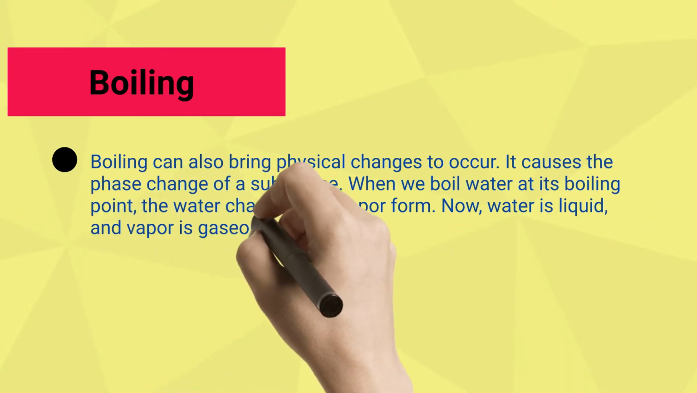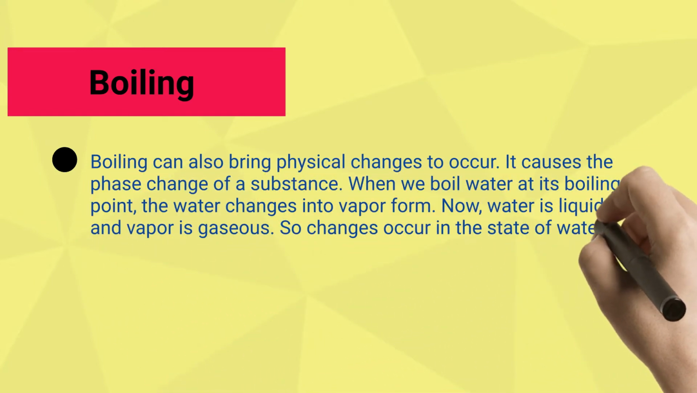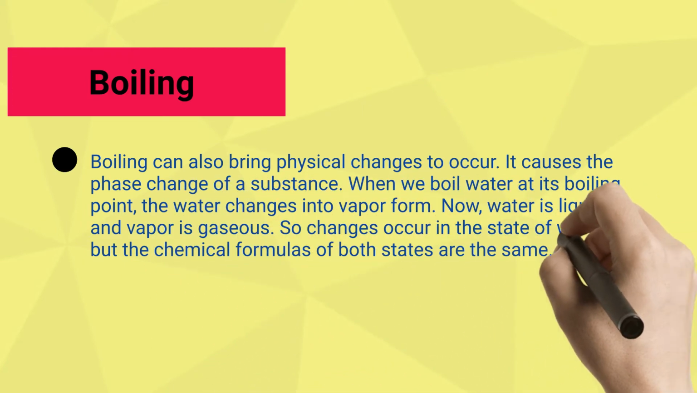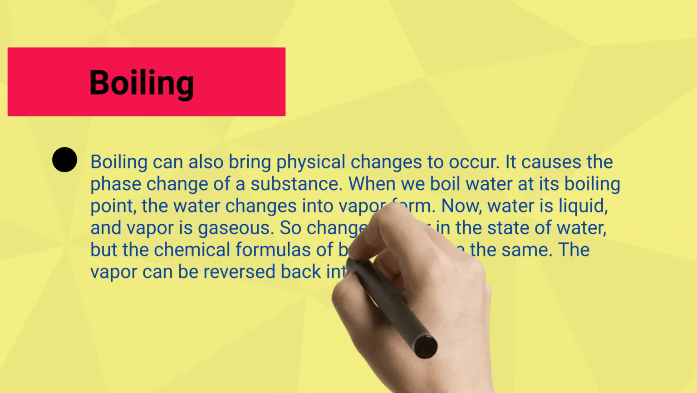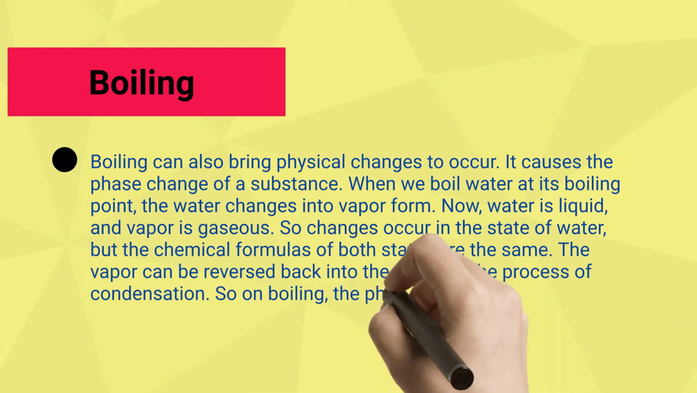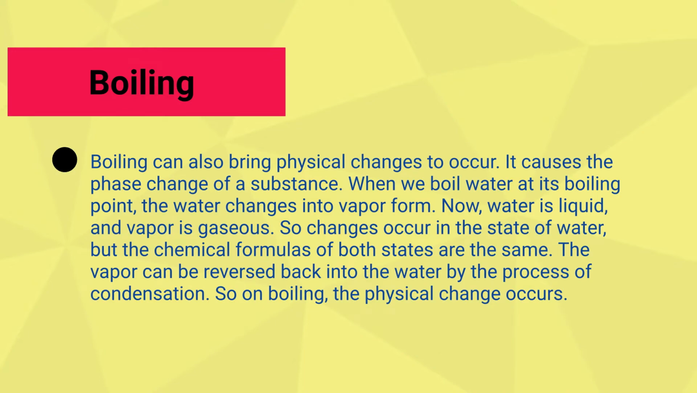Now, water is liquid and vapor is gaseous. So changes occur in the state of water, but the chemical formulas of both states are the same. The vapor can be reversed back into water by the process of condensation. So on boiling, a physical change occurs.